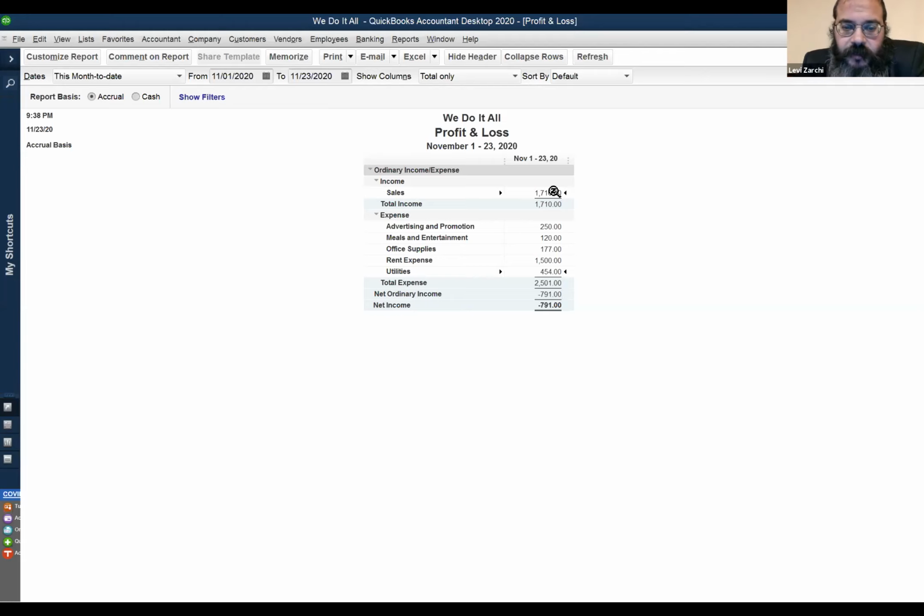You see that on page. Second. So what's the 70 off? It's that you have 70 extra income. That's why. Not because of your expenses. Your expenses are 2501. Your problem is your sales are 70 too much for this month.